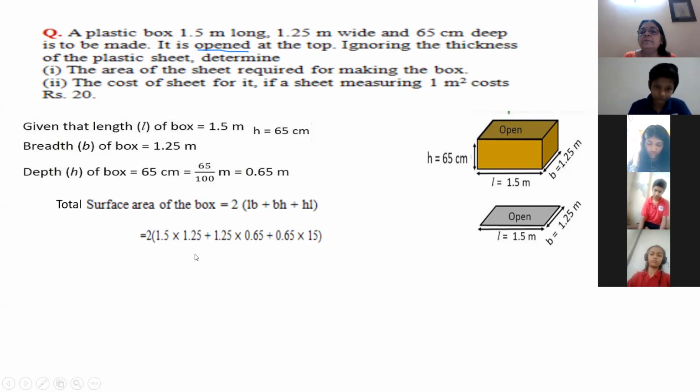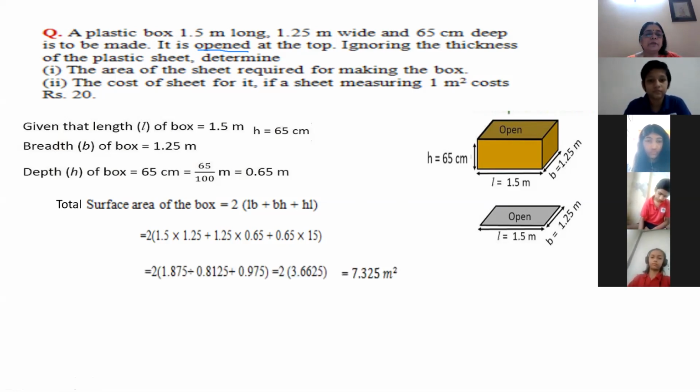Start writing, come on. Have you written this step? No need to copy your sums, okay? Questions आपको copy नहीं करना बेटा. So on this multiplication you are going to get 1.875. This multiplication you are going to get 0.8125 and this multiplication you are going to get 0.9.